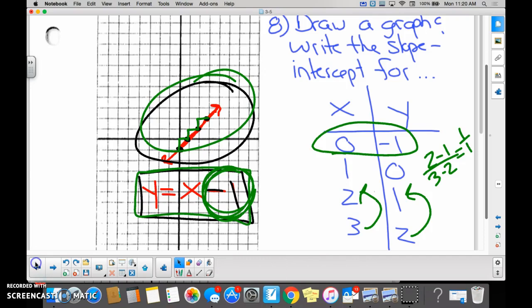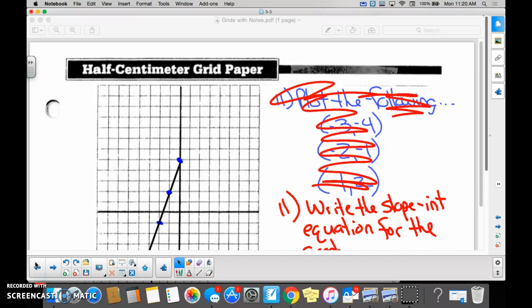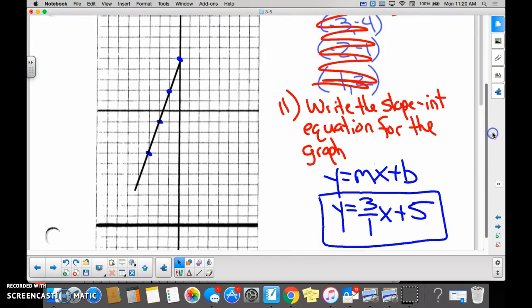Okay. The next thing we did is I gave you a graph line, and you needed to write the slope-intercept. Okay? So all we needed to calculate was, what is the slope? What is the y-intercept? So from here to here, the slope was a rise of 3 and a run of 1. So just to double check it, rise of 3, run of 1. So our slope is 3 over 1. And then where is this line crossing the y-axis? 0, 5, right there. Yes, no? Yes.